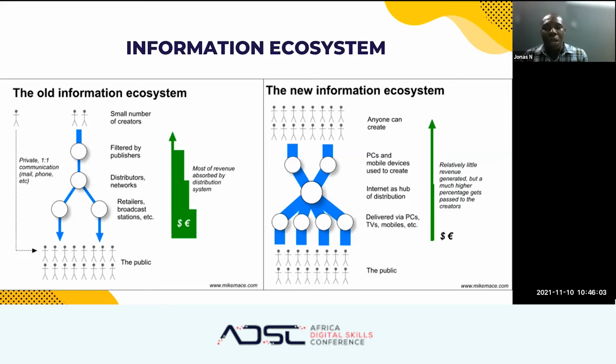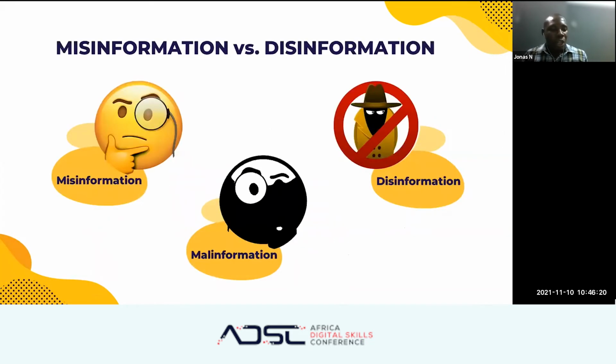But in the new information ecosystem, because almost everyone is a content creator and almost everyone has monetized their content, we all get a little chunk of the revenue that comes with the work that we do, the information that is produced online. Let's now talk about the three major forms of information disorder we find in the new information ecosystem. First, we have misinformation, we have disinformation, and then we have malinformation.